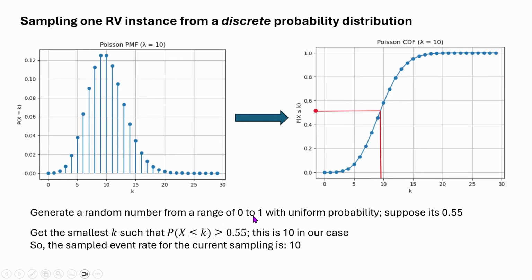For example, you can see that at k equal to 10, for the first time we are getting a CDF value which is higher than 0.55. So the sampled instance here will be 10.